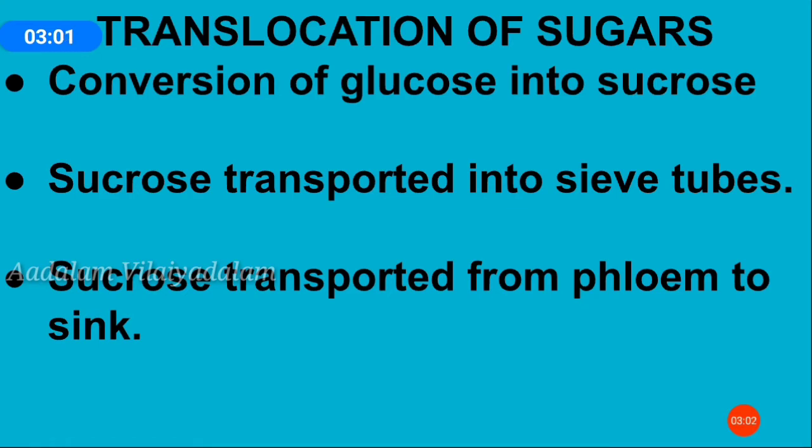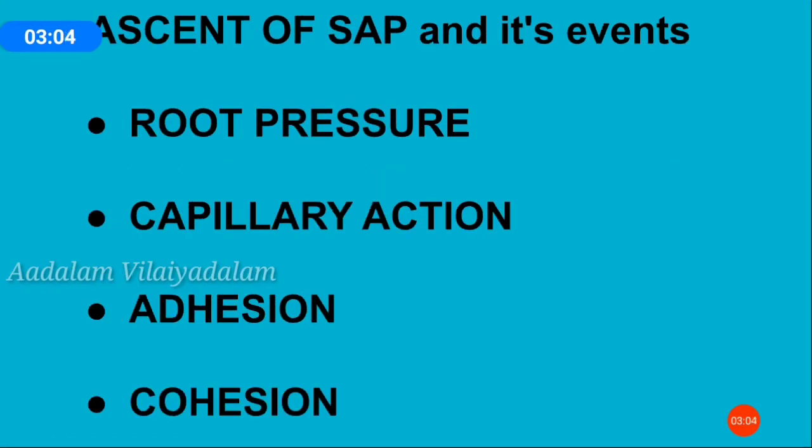Ascent of sap in the xylem tissue of plants is the upward movement of water and minerals from the root to the tip of the plant. Xylem is a complex tissue consisting of living and non-living cells.